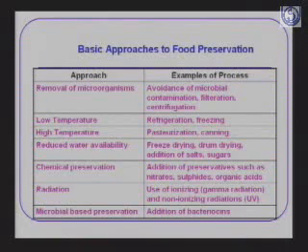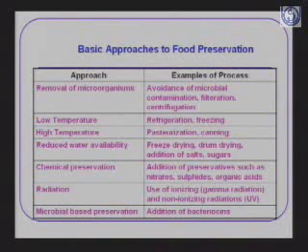So the basic approaches for food preservation are different processes, that is removal of microorganisms by the method of filtration, centrifugation, then use of low temperatures, that is refrigeration or freezing temperatures. This will help to reduce the activity of the microorganisms. Then you can have high temperature application, that is pasteurization, canning, sterilization.